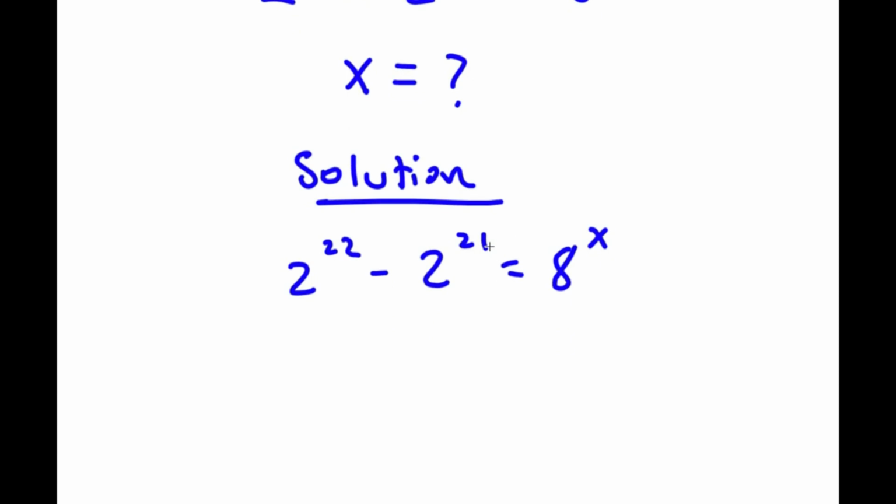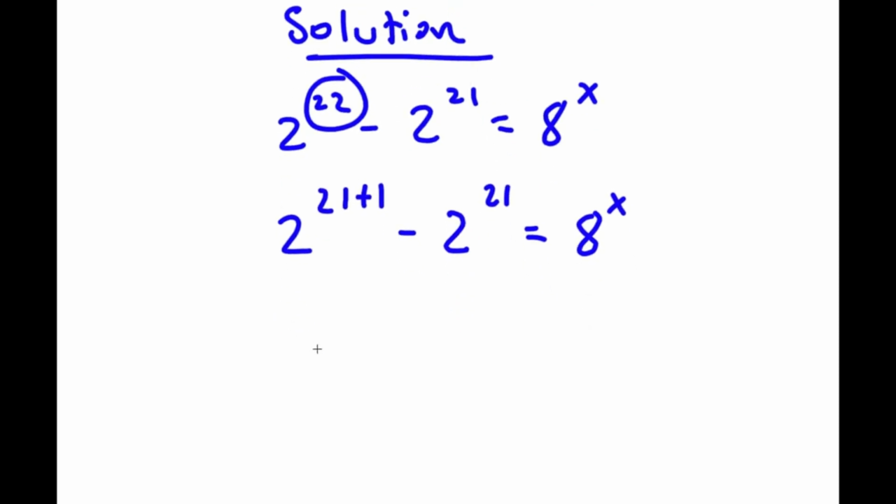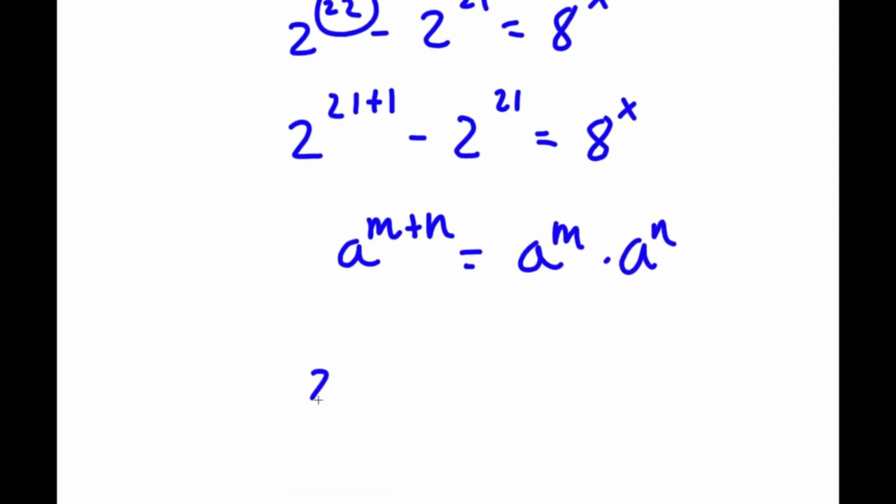Now, it's 22 here. This is the same thing as 21 plus 1. So I'm going to rewrite this as 2 to the power of 21 plus 1 minus 2 to the power of 21 is equal to 8 to the power of x. Now, if I have something in the form a to the power of m plus n, this is equal to a to the power of m times a to the power of n. So 2 to the power of 21 plus 1, I can rewrite it as 2 to the power of 21 times 2 to the power of 1. And I still have minus 2 to the power of 21 is equal to 8 to the power of x.